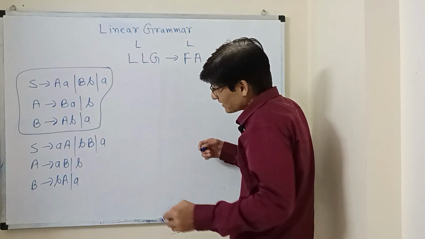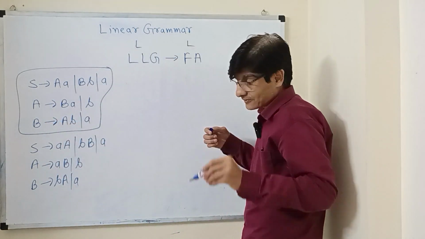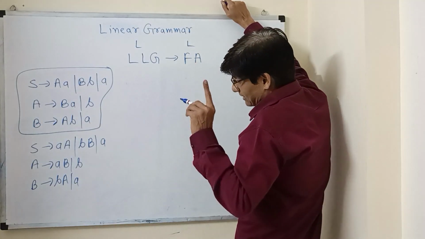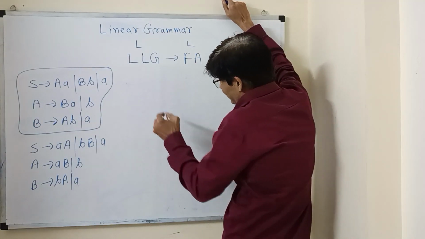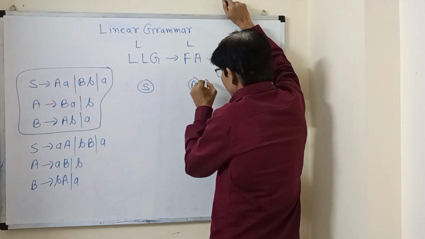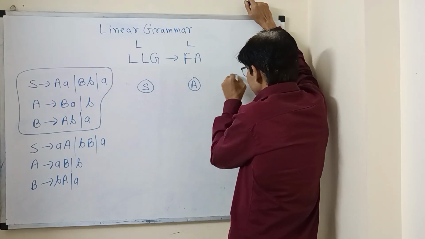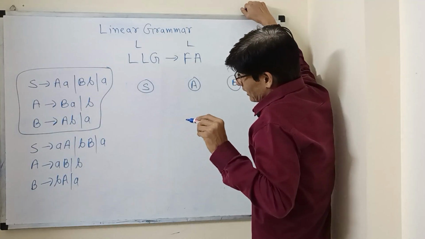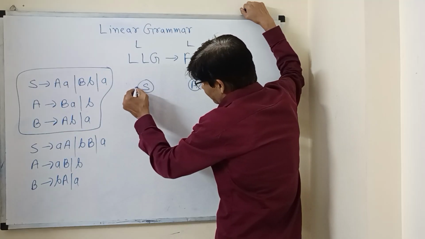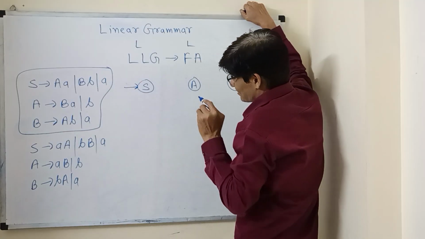Now, we will create finite automata for this. As there are three variables, that means at least three states would be there. So I can create three states, 1, 2, and 3, like this. Now, as S is our start variable, we will make this state the initial state.